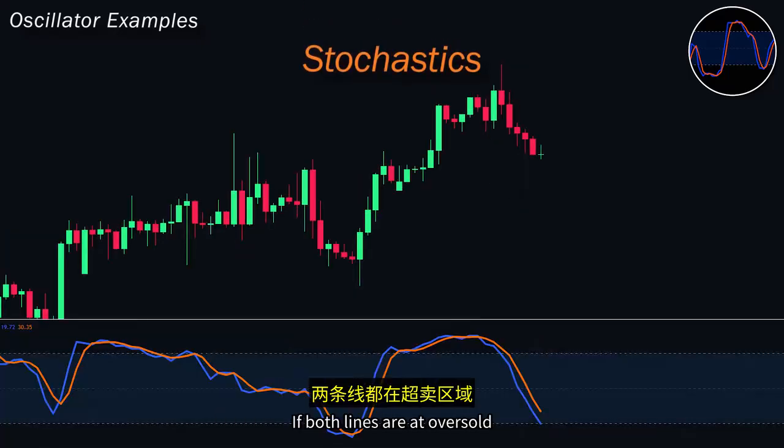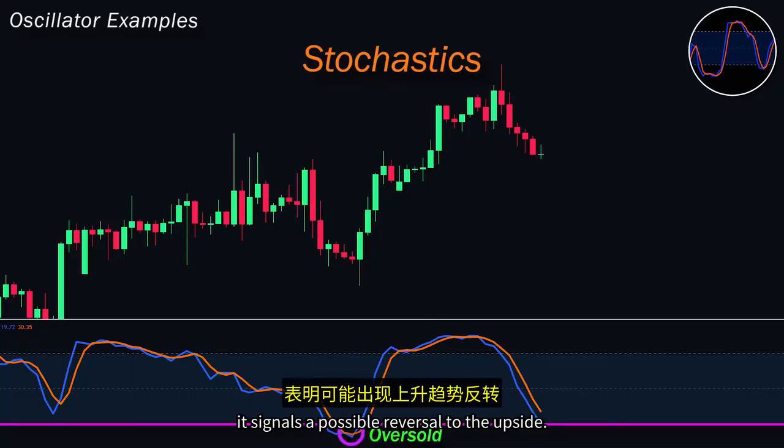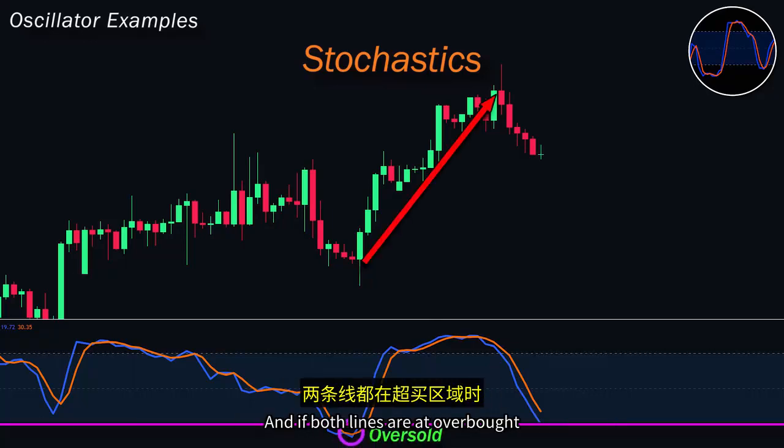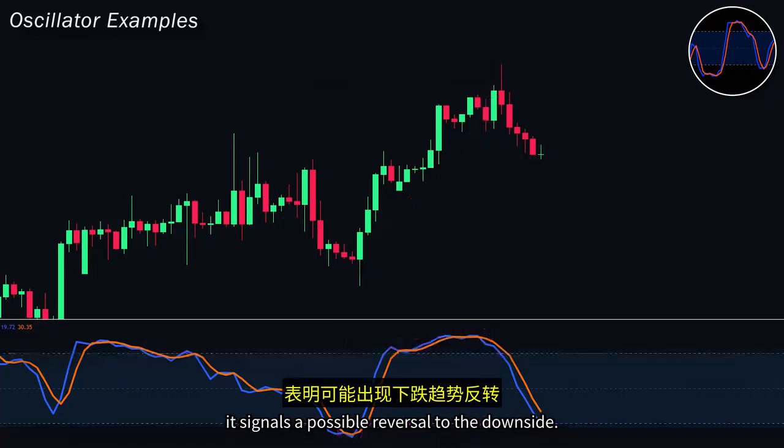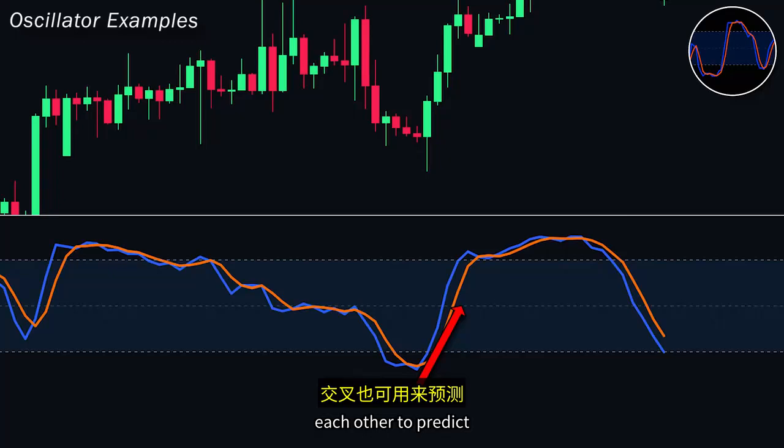Stochastic. If both lines are at oversold, it signals a possible reversal to the upside. And if both lines are at overbought, it signals a possible reversal to the downside. These two lines can also cross over each other to predict future price movements.